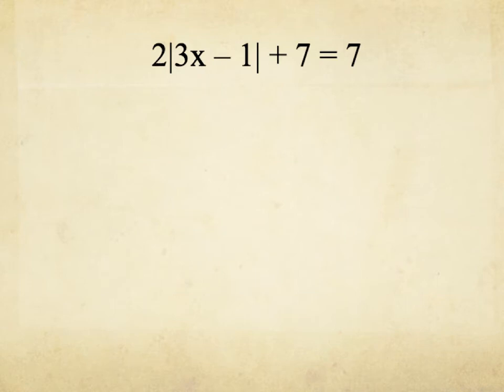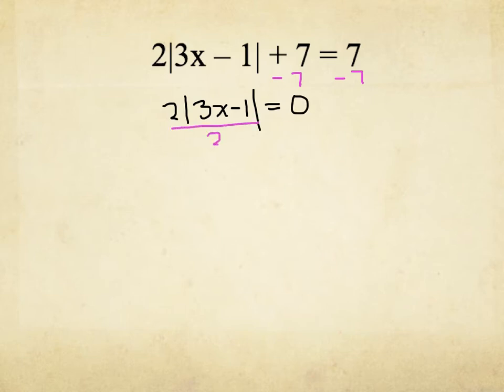For my next example, I have 2 times the absolute value of 3x minus 1, plus 7 equals 7. First I want to get everything on one side and the absolute value on the other. So I'm going to subtract 7 from both sides and rewrite what I have. I have 2 absolute value 3x minus 1 equals 0. Now I'm going to divide both sides by 2. And I get the absolute value of 3x minus 1 equals 0.